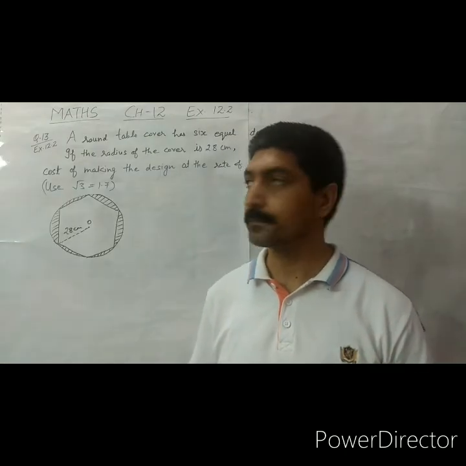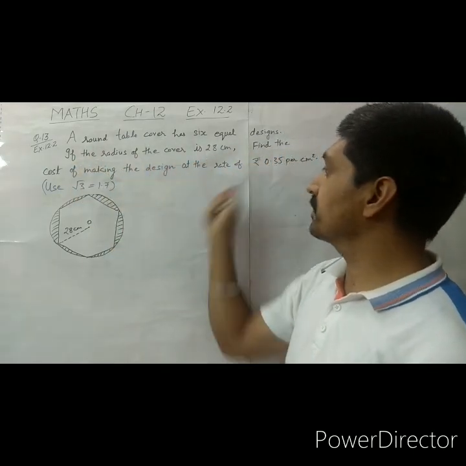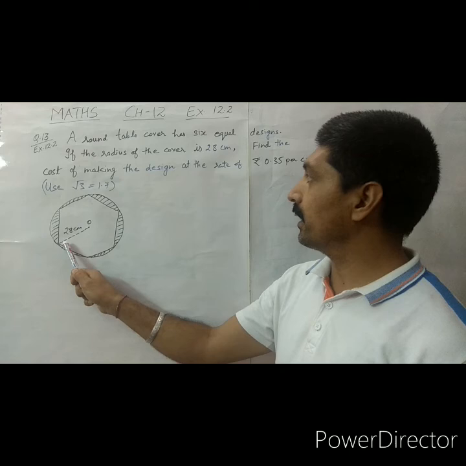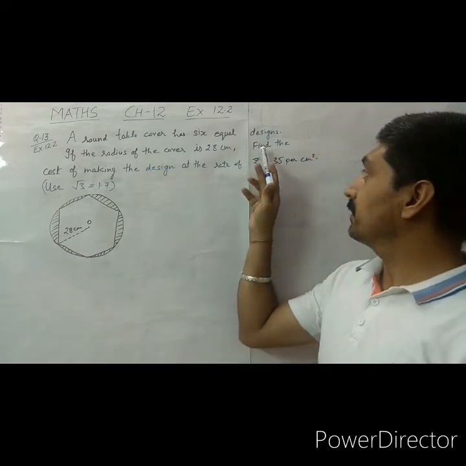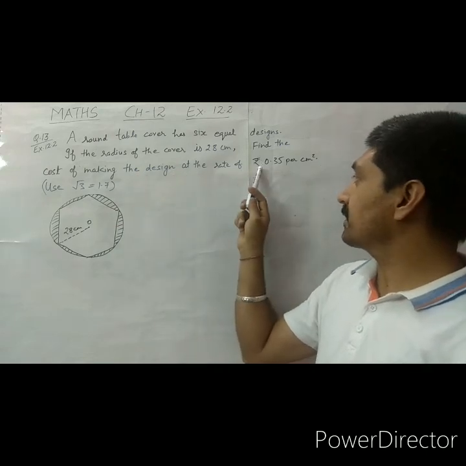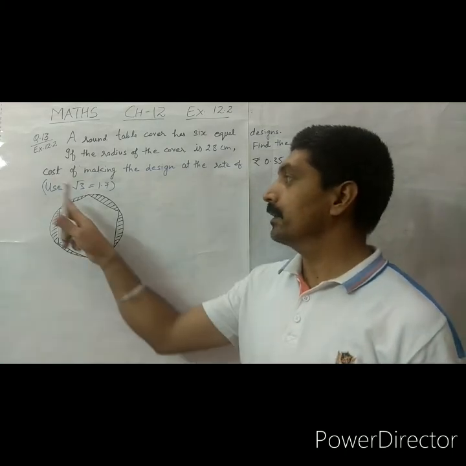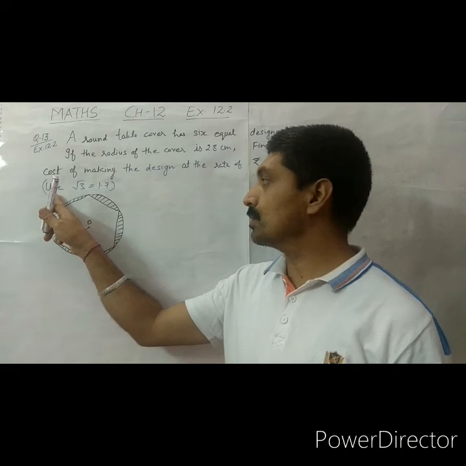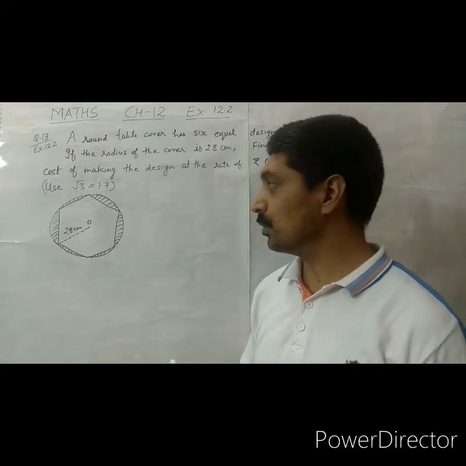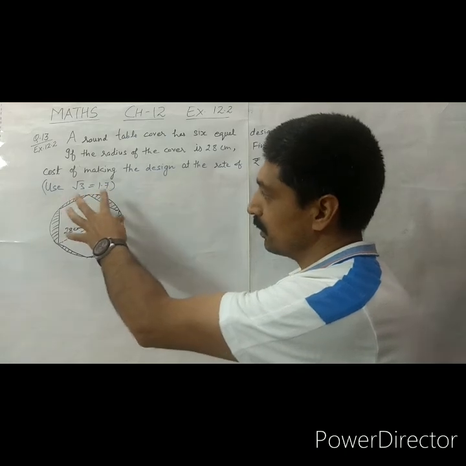Number 13. A round table cover has 6 equal designs. If the radius of the cover is 28 centimeter, then find the cost of making the design at the rate of Rs 0.35 per centimeter square. And it is given in the question to use pi is equal to 1.7. So we want to find the cost of designing these 6 equal segments.